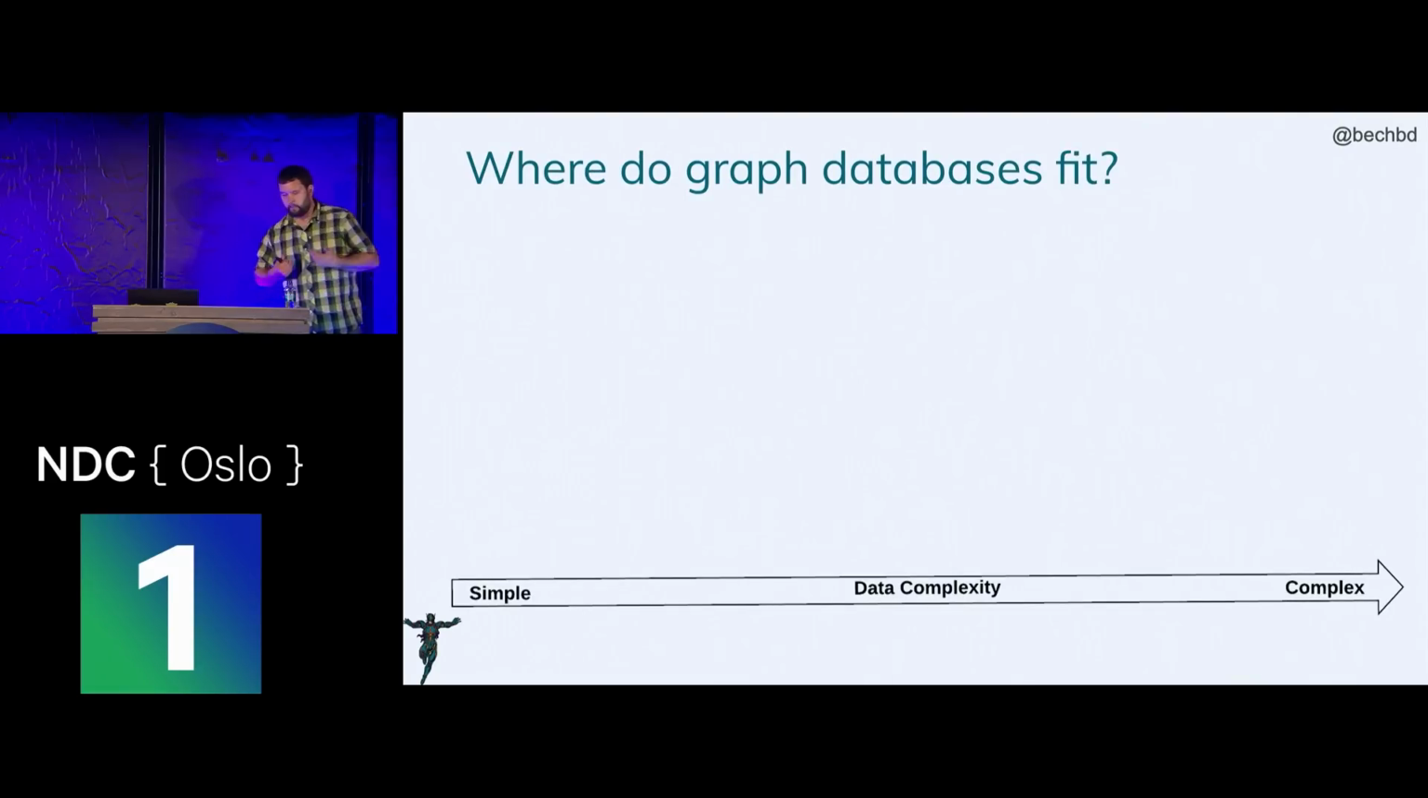So where do they fit? When I think about databases, I think about databases as kind of a spectrum of data complexity. There's a spectrum of data complexity from very simple data to very complex data. And there's different databases and data stores out there that work with each type very, very well.